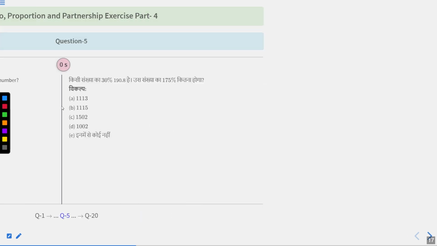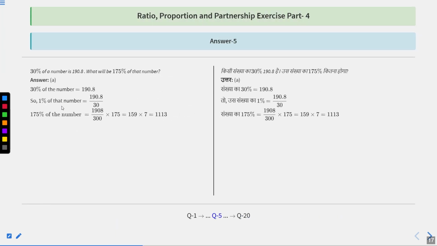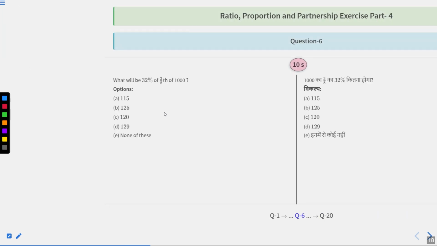Now time's up. Let's see the solution. So according to the question, 30% of a number is 190.8. So what will be 1% of that number? 190.8 upon 30. So what will be 175% of that number? We know the 1%, so we can multiply by 175 in that number. We get 1908 divided by 300 multiplied by 175, which is 1113. Clear? A is the correct answer.